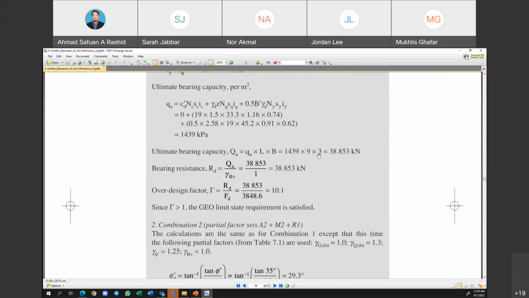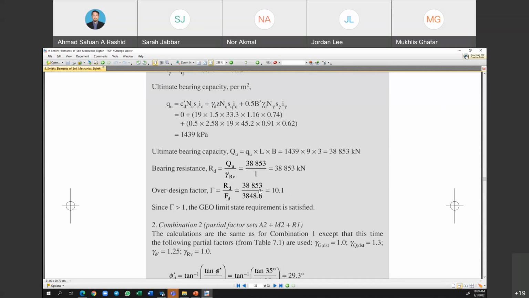It is supposed to multiply with the B prime. But it's okay. So 38,898.53 divided by 1. Then the overall design factor, where we divide the bearing resistance over this value, we obtain 10.1. It's very big, but it's still greater than 1, so it is satisfied.